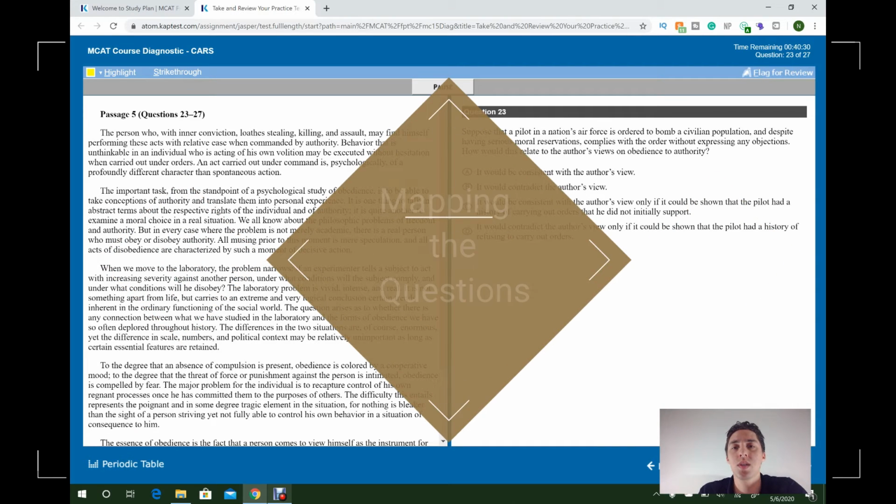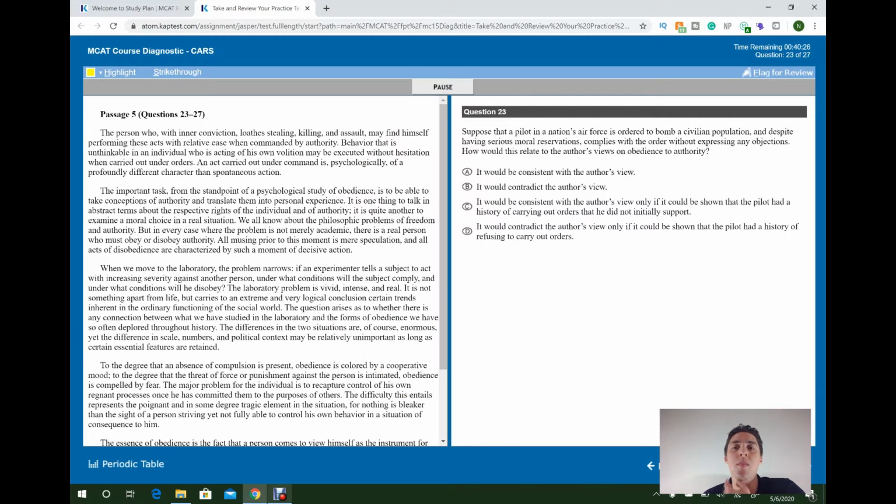So this question, when you see a longer question stem, try to go to the end and see what is the root question. The root question is, how does this relate to the author's view of obedience to authority? So I'm really going to write obedience, and I'm going to put the number 2, authority. This is like chicken scratch, like you just are writing quick notes. And that's it. That's all we have for question 23.